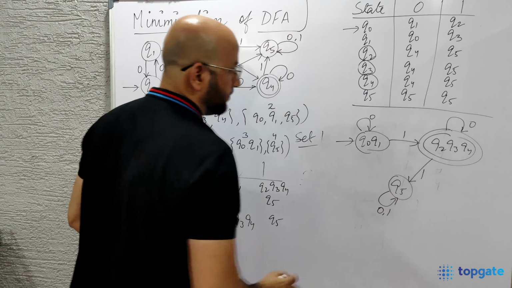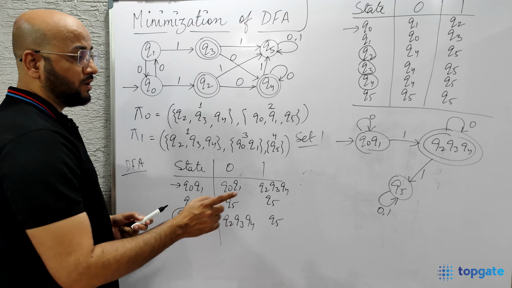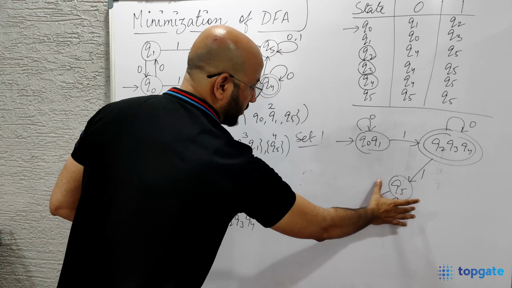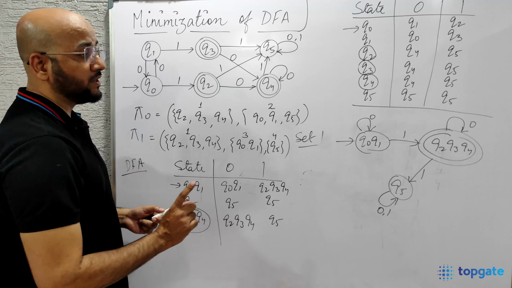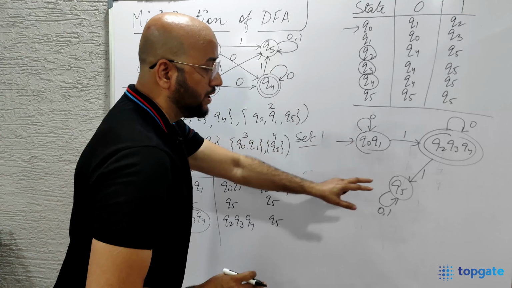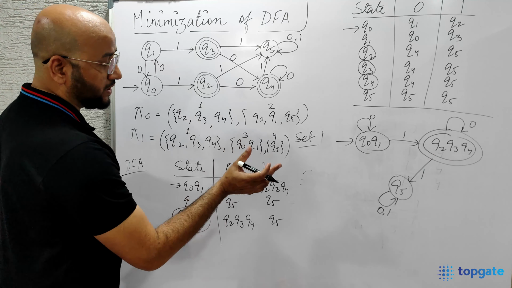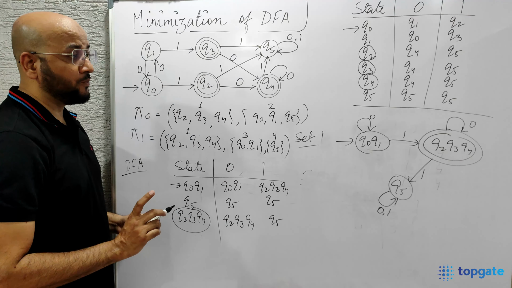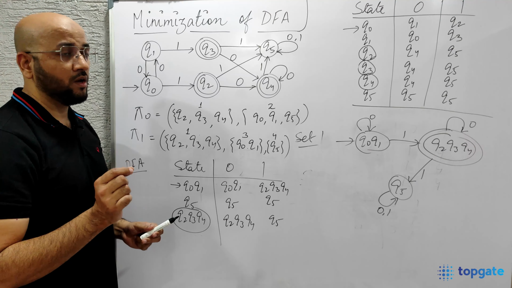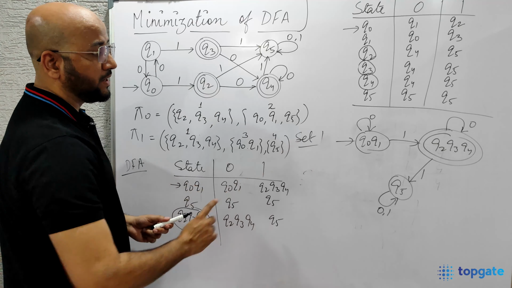So this is your final minimized DFA, and as we discussed in the beginning, in the minimized DFA you will get a dead state. You can see here that Q5 is acting as a dead state. That is, if you reach Q5, there is no way that I can go back to the final state. So Q5 is not taking part in producing the final output of the machine. So this is your minimized DFA.